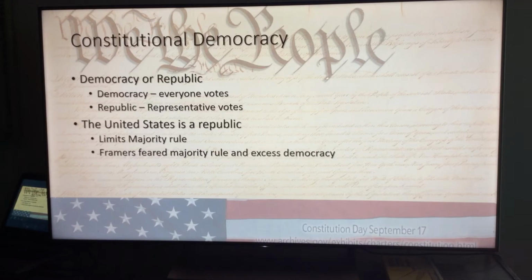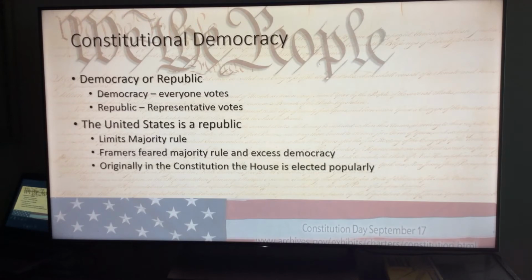So this is why the founders went with a republic and not a true democracy. If it was a true democracy, we'd vote on everything, and the majority would always win. Whereas in a republic, there are institutions that control the majority, and we'll go through those throughout the semester.